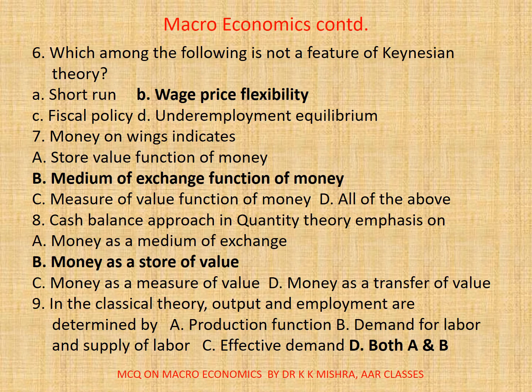7. Money on wings indicates: A. Store of value function of money, B. Medium of exchange function of money, C. Measure of value function of money, or D. All. The correct option is B. Medium of exchange function of money.